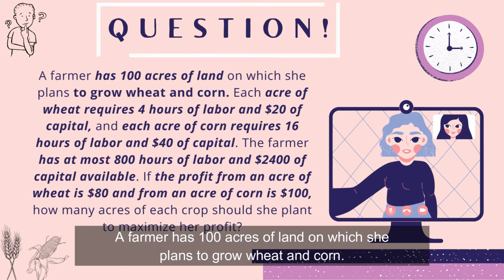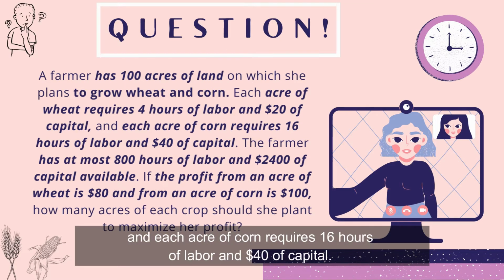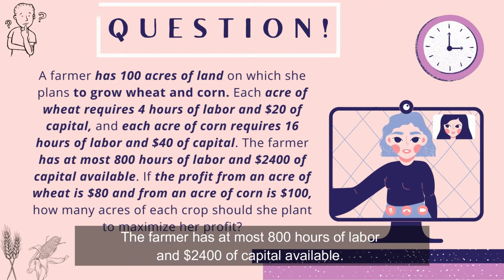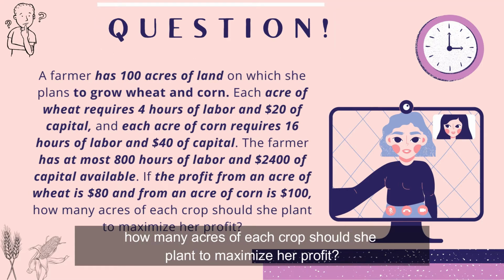A farmer has 100 acres of land on which she plans to grow wheat and corn. Each acre of wheat requires 4 hours of labor and $20 of capital, and each acre of corn requires 16 hours of labor and $40 of capital. The farmer has at most 800 hours of labor and $2,400 of capital available. If the profit from an acre of wheat is $80 and from an acre of corn is $100, how many acres of each crop should she plant to maximize her profit?